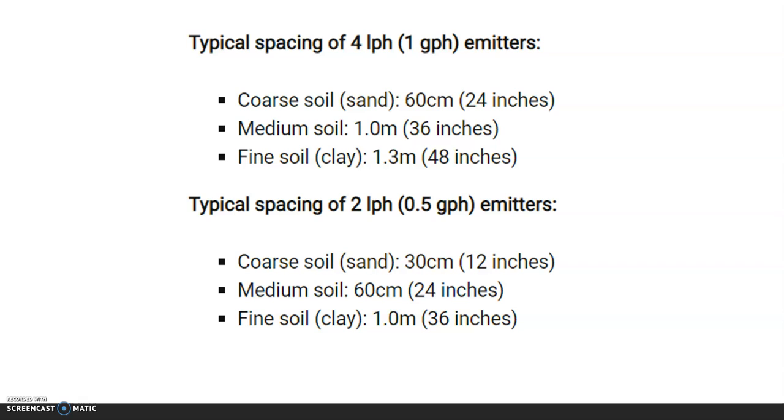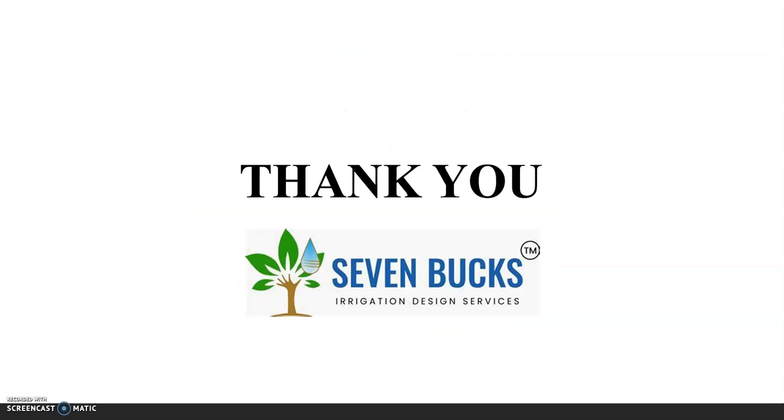Two things: one is soil type, and the other is plant development. If it is a large tree, we need to place more emitters. If it is a small tree, we need to place only a small number of emitters. These are the things I wanted to discuss with you today. If you have any doubts regarding this topic, please don't hesitate to ask me.